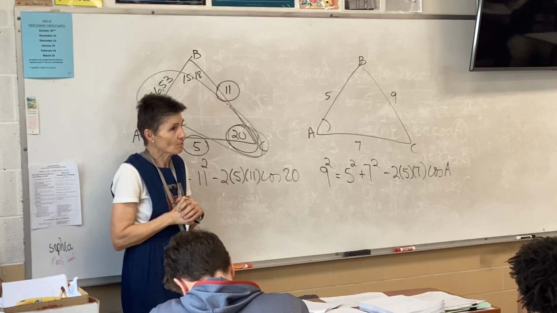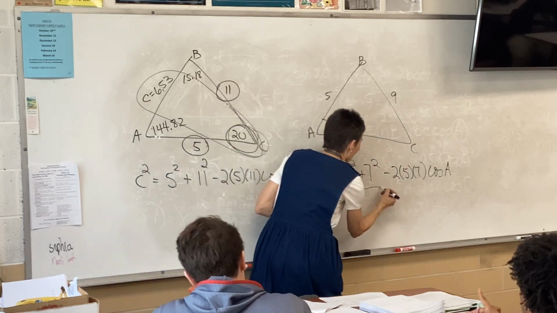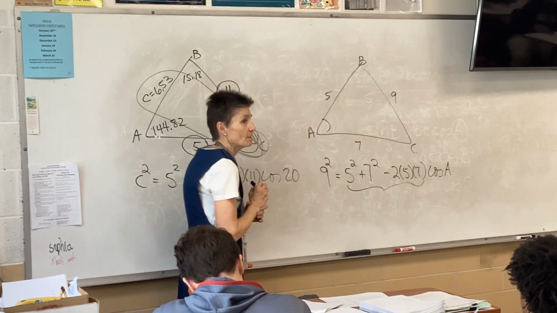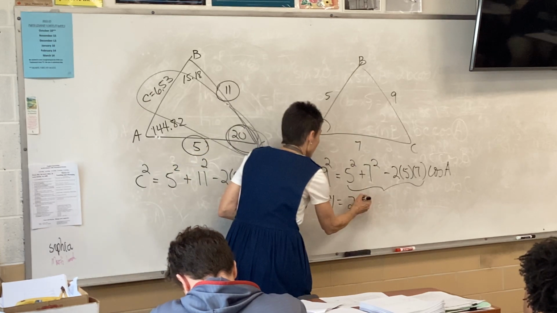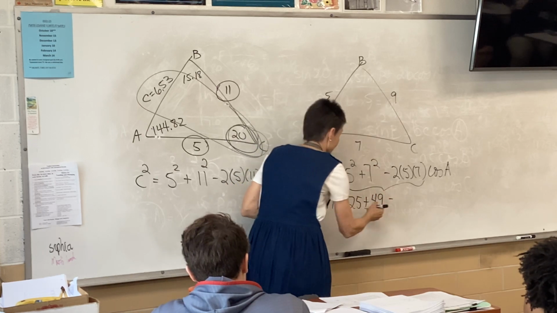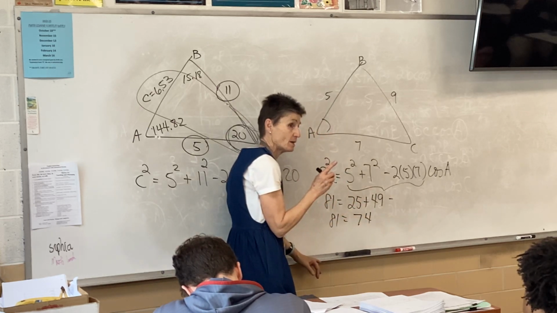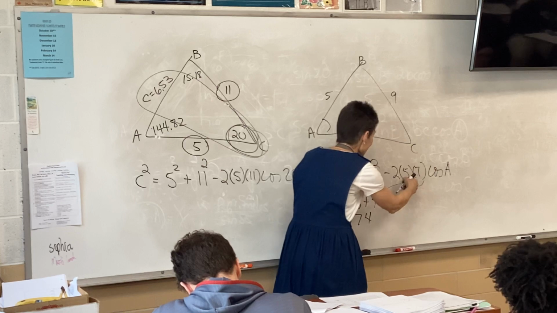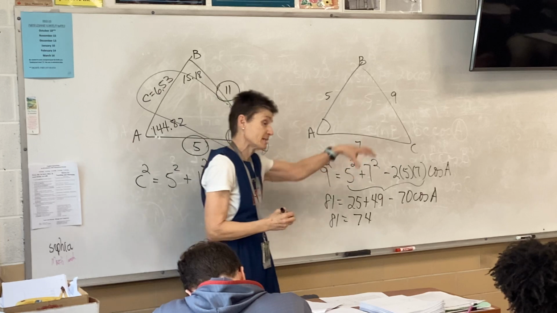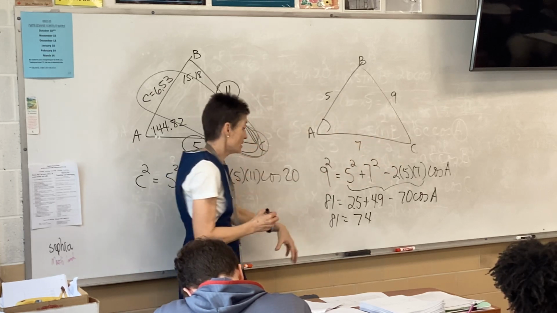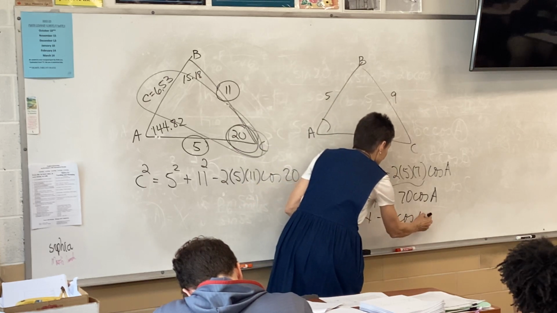And I want you to be careful, because what I don't want you to do is type all of this in. You can't do that. Can you type 25 plus 49? Can I make that 74? That's perfectly okay. But don't combine it with this 70 cosine A, because that 70 is multiplied by cosine A. So 81 equals 74 minus 70 cosine A.